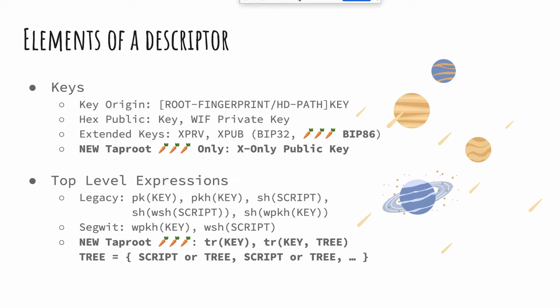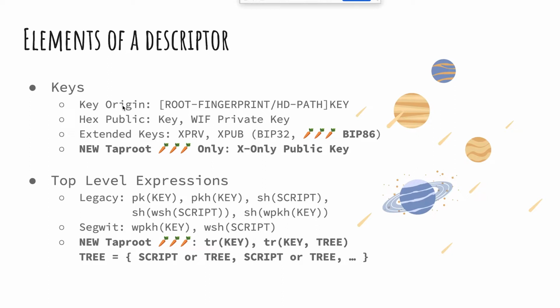What you can put into these descriptors, how you can construct them, is essentially a root. The first part is a key origin, which is optional. You can have a root fingerprint and an HD path. This might come in handy if you have a hardware wallet or hardware signer, like a Coldcard or Trezor, that has your root key in it for your HD path. So you don't have to put the root public key itself. You can just put its fingerprint, which is a piece of a hash, and then the HD path that you derived the actual key that you're using in your wallet from. And I'll show some examples of what that looks like.